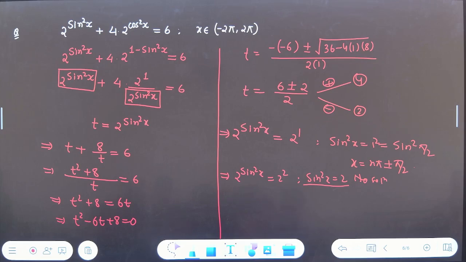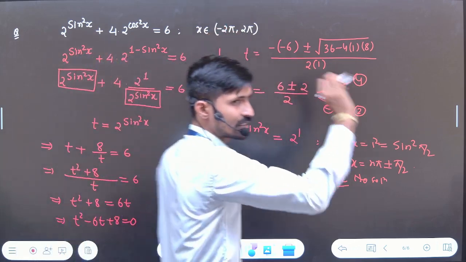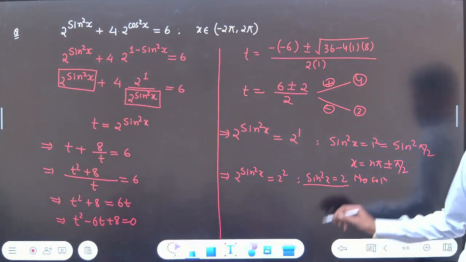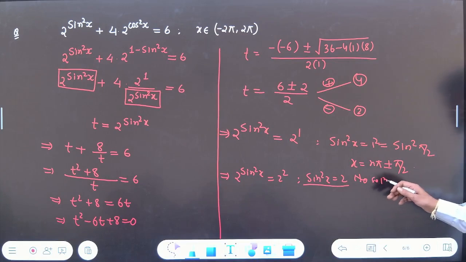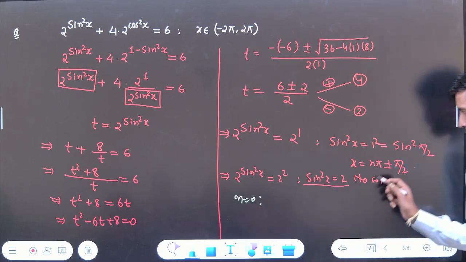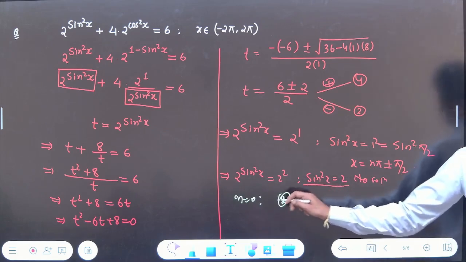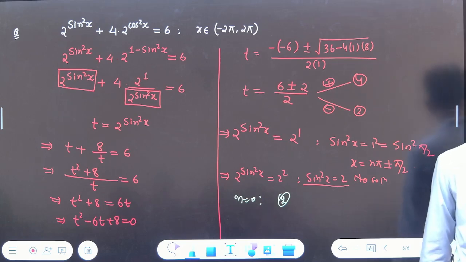So this whole pattern you have to remember. When I am saying minus 2 pi to 2 pi, we have to find the total number of solutions. It means minus 360 degree to plus 360 degree. Can you tell me how it is working? When n will be 0, you will get plus pi by 2, minus pi by 2. So plus 90 degree, minus 90 degree. 2 solutions you will get here, 2 angles you will get here.